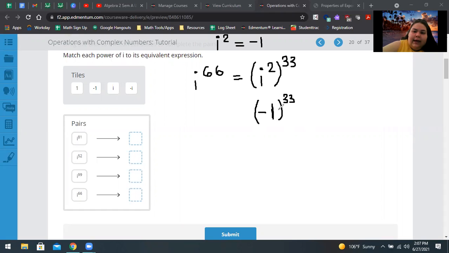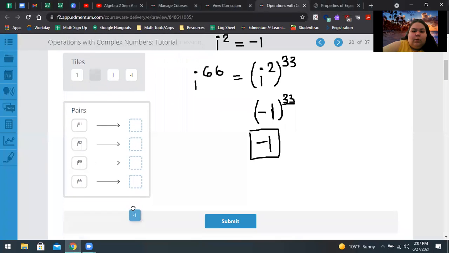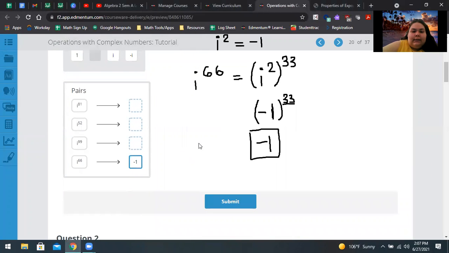Now I know it's going to be 1, but the question is, do I have a -1 or a +1? Because 33 is odd, we're going to have one negative left over. This is -1. So i to the 66 power is -1. So go ahead and do the rest of them.